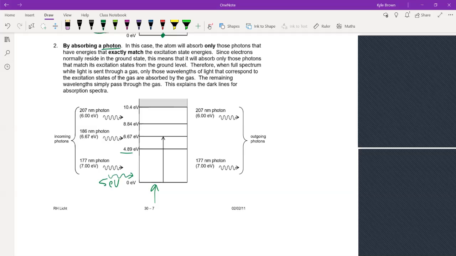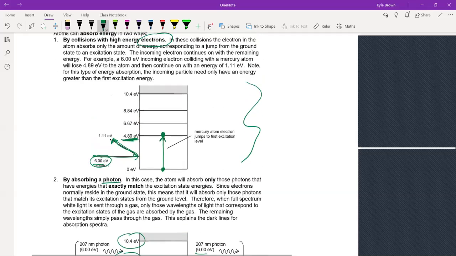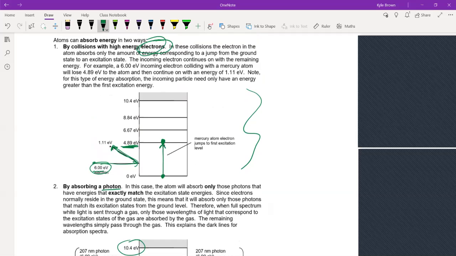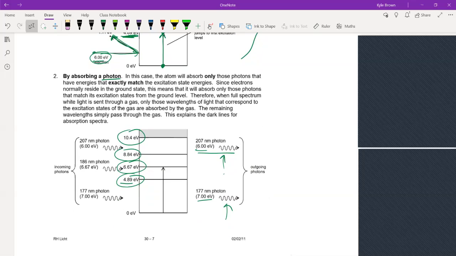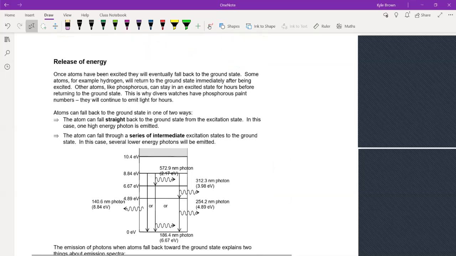The only waves that this thing will gobble up will be waves that match this energy, this energy, this energy, and this energy exactly. Okay? So that's the idea. And that's what this is saying too. If you had 6 electron volts, it would just pass right through, right? If you had 7, it would pass right through, like it wasn't even there. Okay, so make sure you get the difference between these two things down. Electrons bump into them and then carry away the rest of the energy. Photons have to be an exact match.